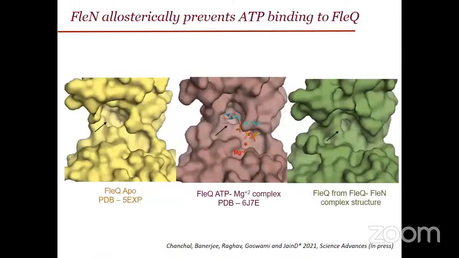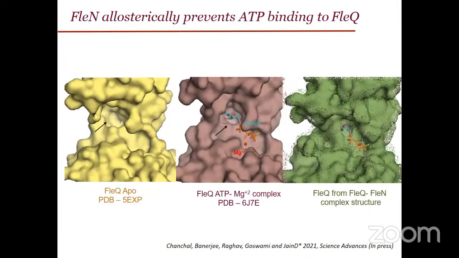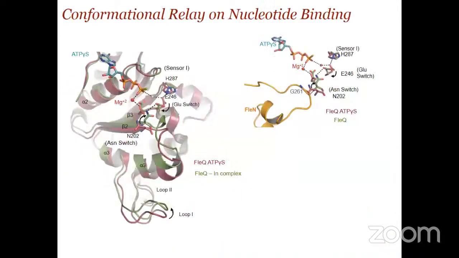This is another view of the active site. This is in the APO structure, in the absence of ATP, this is FLEQ. The active site is very nicely formed. This is the complex structure in the presence of ATP, FLEQ. The active site is nicely formed. However, in our complex structure with FLEN, you can see there's distortion. And if you try to fit in ATP here, there is a clash. So ATP cannot bind to this structure at all.